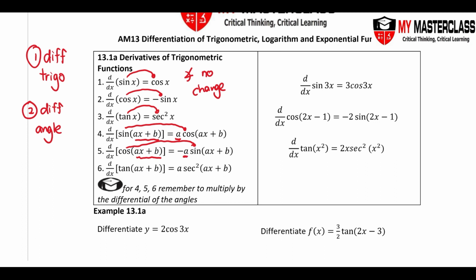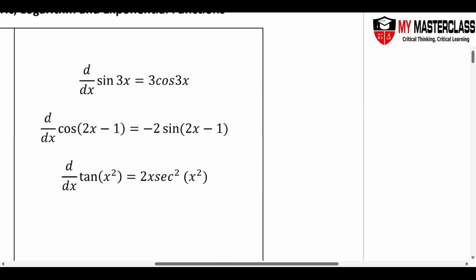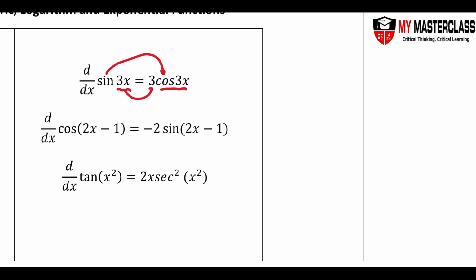Over here there are three examples for you to see. If I differentiate sine 3x, differentiate sine becomes cosine 3x. The angle does not change. We need to multiply by a 3 in front because we differentiate 3x, then there's a 3. So the working is as such.